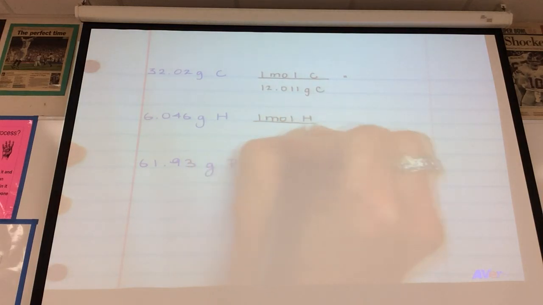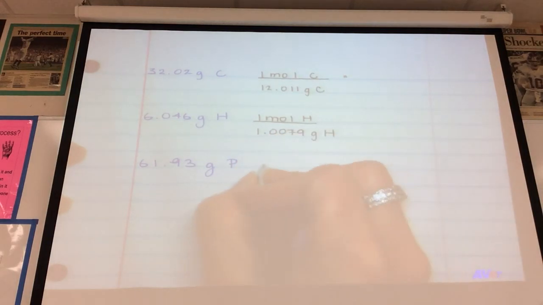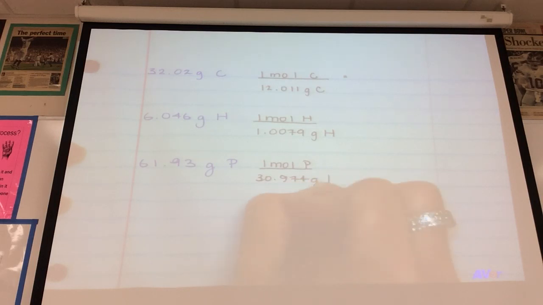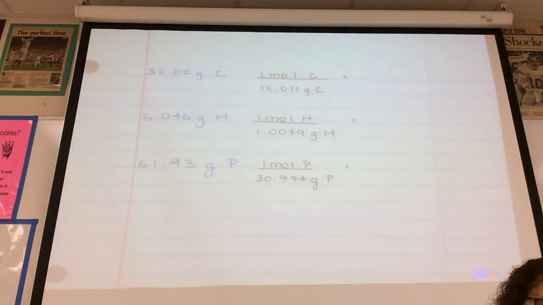The only thing I would say is really be careful of your setup here. A lot of kids have numbers all over the place with no units, and it's impossible to follow. So be meticulous in your setup. It will serve you well. So all of that from the periodic table, you're all very strong with that concept already.